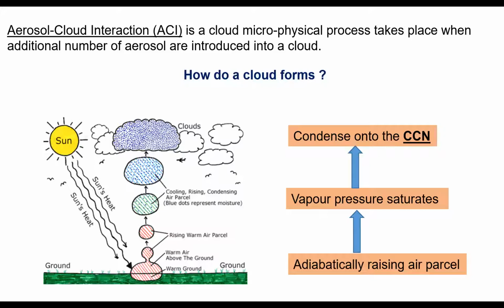As per Clapeyron's equation, as the temperature decreases, the saturation vapor pressure also decreases, and the available water vapor in the air parcel becomes supersaturated. When the water vapor becomes supersaturated, it will try to find some surface to condense on, because it is saturated air. In general, in the atmosphere, these surfaces are the aerosol particles. This supersaturated water vapor condenses onto the aerosol particles, leading to the formation of a cloud.